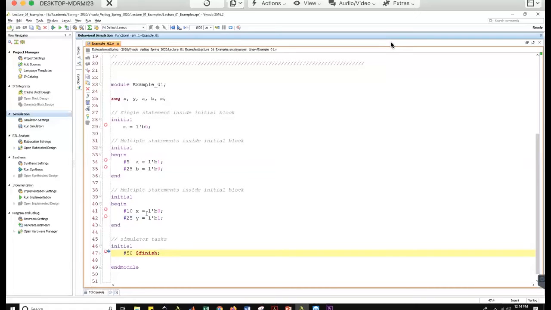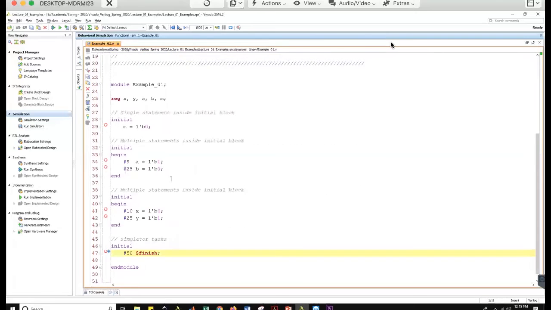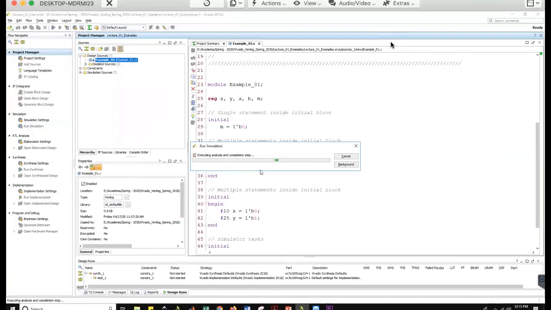Okay, so now let's discuss what 50 time units is in real time units. Here is the statement where we define the real time unit. Using the timescale statement, we have defined our time unit as 1 nanosecond. So the unit of all these delays is 1 nanosecond. So let's simulate this program using the Xilinx Vivado simulator and look at the output.